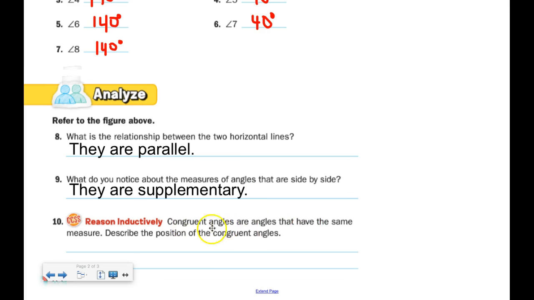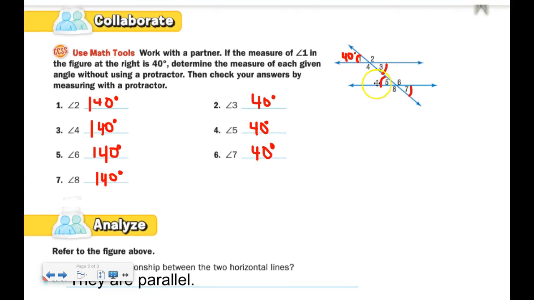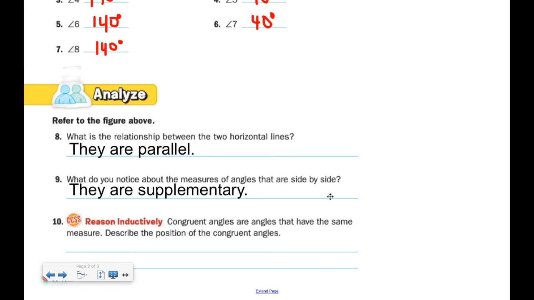So, congruent angles are angles that have the same measure. Describe the position of the congruent angles. We kind of talked about that on the previous page. So the congruent angles are opposite each other, like this, or like that. 2 and 4 are congruent, so they're opposite each other. 6 and 8 are also. And then we'll get to the corresponding part later. But again, just for all intents and purposes here, we're going to say that congruent angles are opposite each other.